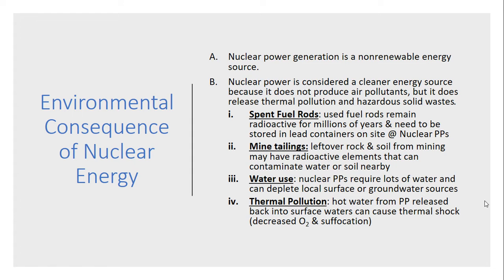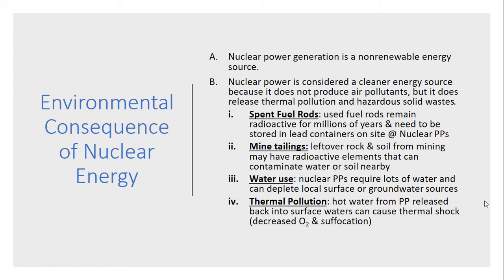When we mine for uranium 235, mine tailings can be left over from that mining site. They can be radioactive, and they have the potential to contaminate the water or soil nearby. Nuclear power plants use lots and lots of water to help cool the process down, as well as to generate the electricity. Using lots of water can deplete the local surface or groundwater supply. Now, the thermal pollution that is produced as a result of nuclear energy.